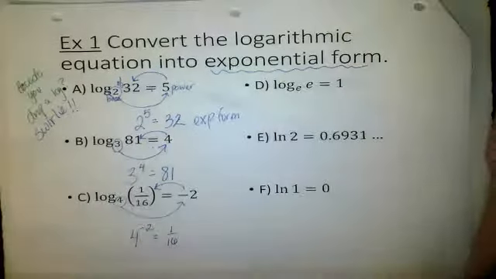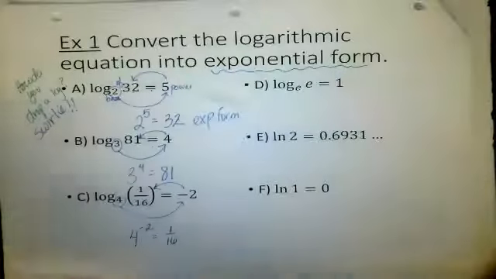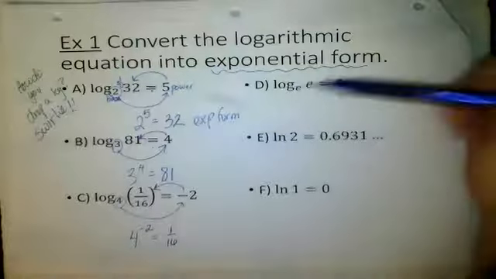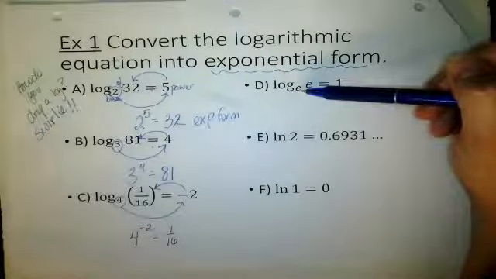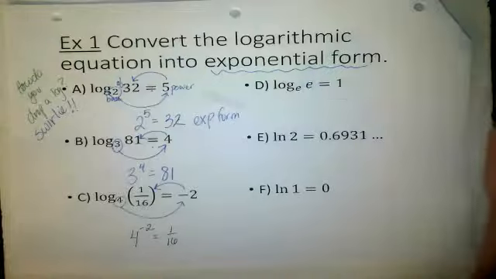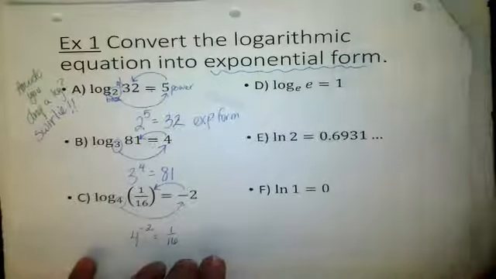Over here, we have some special stuff. Here we have log base E. That is allowed. What is E? Not quite 3, almost 3, 2.7-ish. Good. All good things. So this is log base E of E, and it equals 1.